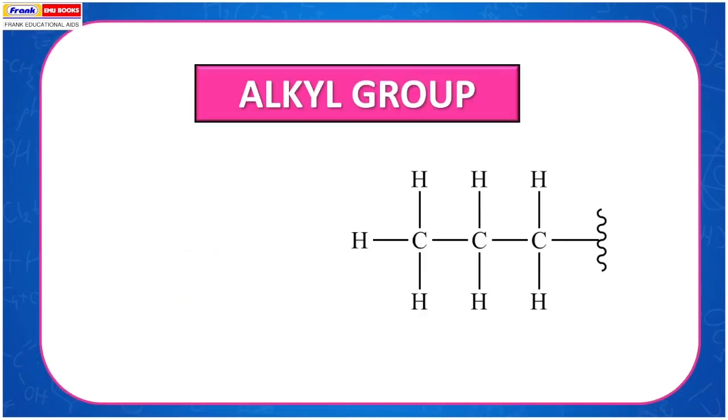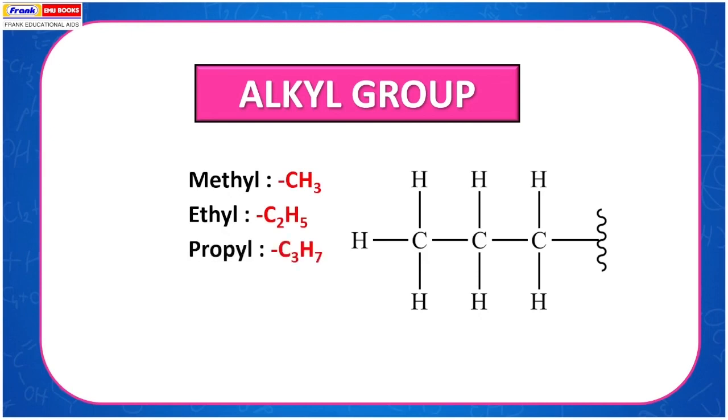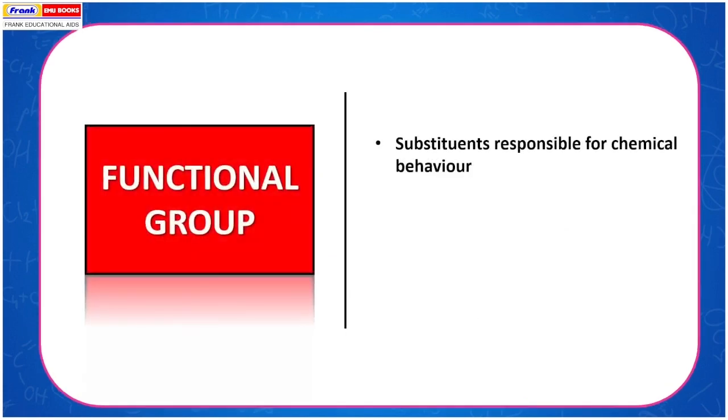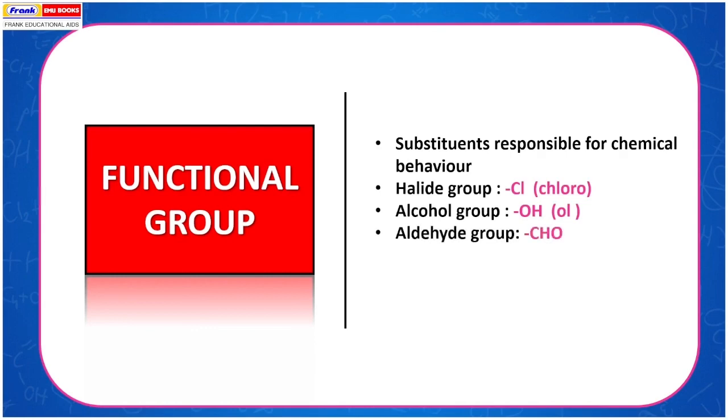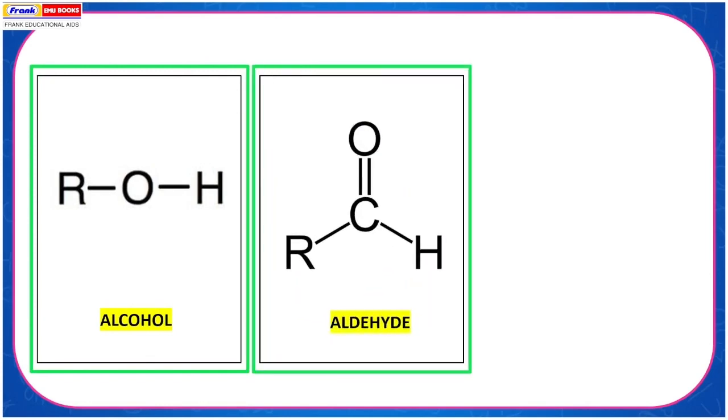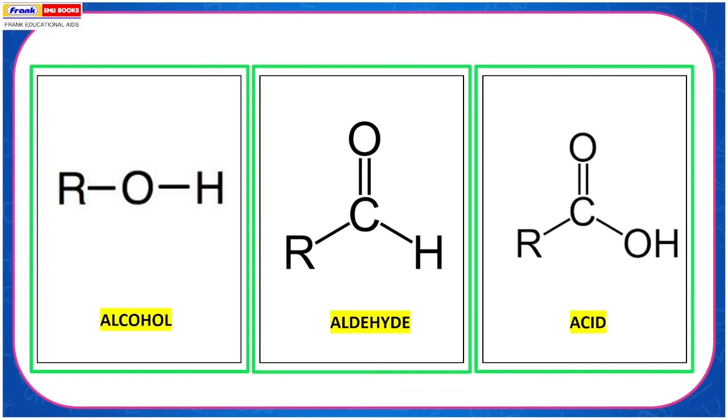CH3 methyl alcohol, that is methanol, CH3OH. Alkyl groups: methyl CH3, ethyl C2H5, propyl C3H7, butyl C4H9. Functional group: substituents responsible for chemical behavior. Halide group Cl, chloro. Alcohol group OH, ol. Aldehyde group CHO. Acid group COOH. R-OH is alcohol. R-C double bond O-H is aldehyde. R-C double bond O-OH is acid.